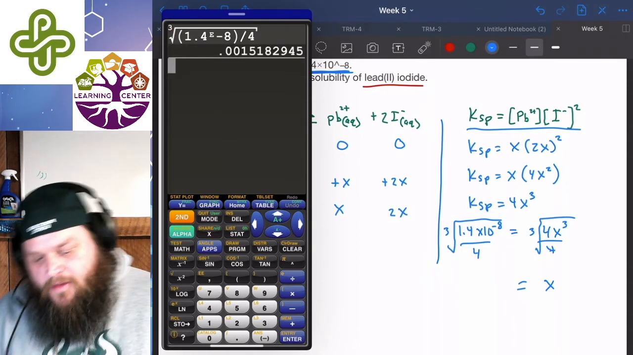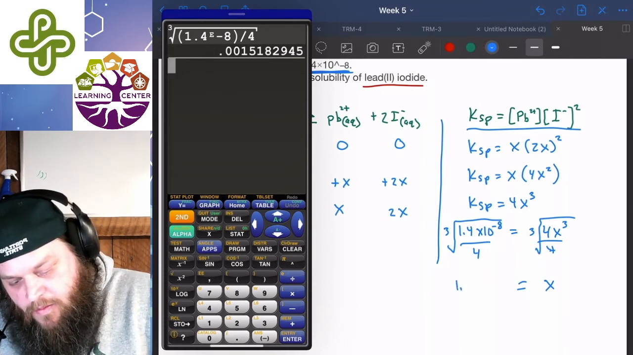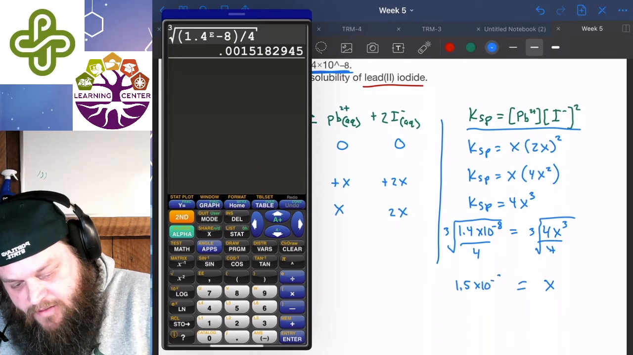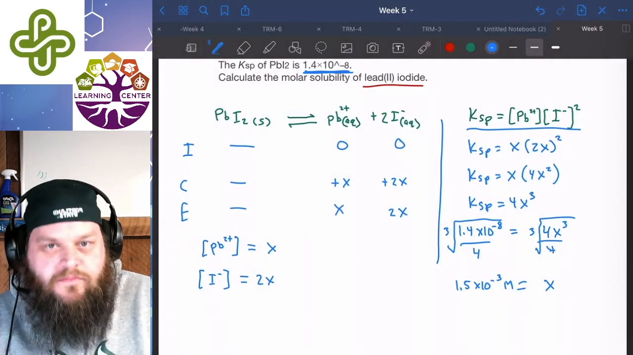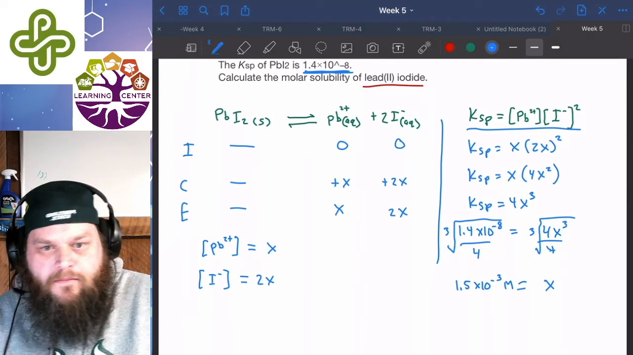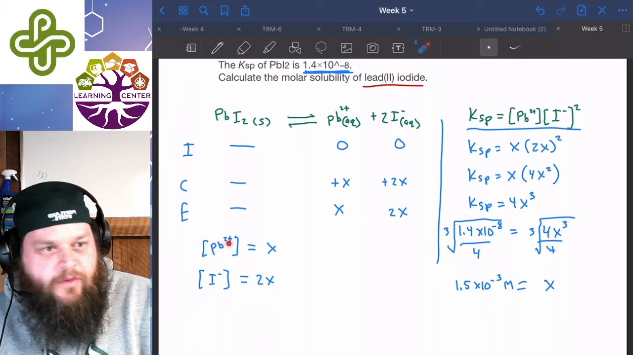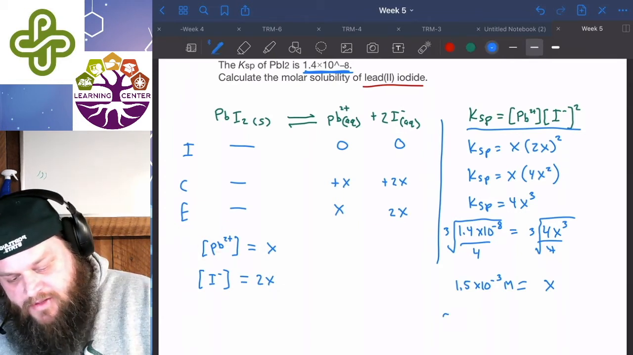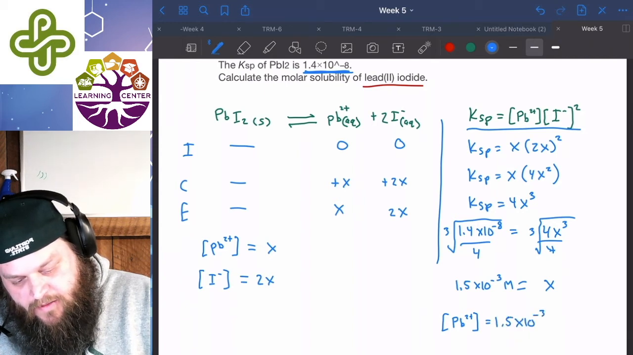And we hit enter, and that's going to be 0.0015. If I were to write that in scientific notation, that would be 1.5 times 10 to the -3, which is our molarity of X. Well, what does X equal? X is equal to, we had it over here, the concentration of lead 2+. So that means the concentration of Pb 2+ is going to be equal to 1.5 times 10 to the negative 3 molar.